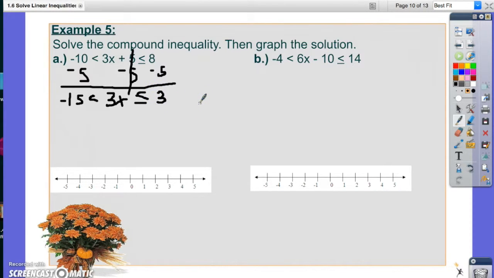So how would I read this next line? 3x is greater than negative 15 and less than or equal to 3. Now, next, we want to get x by itself, so we divide the middle by 3. Don't forget what I do to the middle. Now, it's not 2 sides, it's all 3 sides. So divide them all by 3. All right, so now let's see. Negative 15 divided by 3 is negative 5.